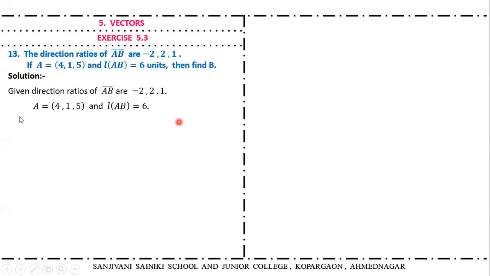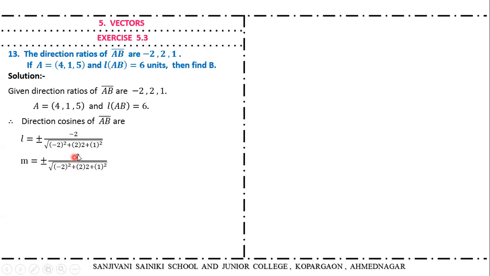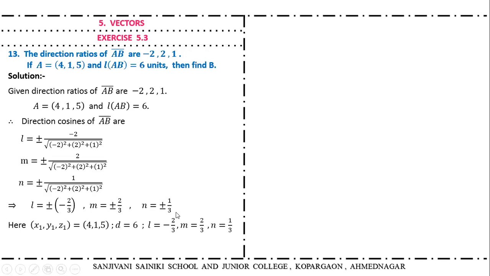So what we will do: the direction cosines of AB bar are L is equal to plus minus 2 upon square root of (-2) square plus 2 square plus 1 square, M is equal to plus minus 2 upon the same, N is equal to plus minus 1 upon square root of (-2) square plus 2 square plus 1 square. If we simplify this, I will get L is equal to plus minus 2 upon 3, M is equal to plus minus 2 upon 3, and N is equal to plus minus 1 upon 3.